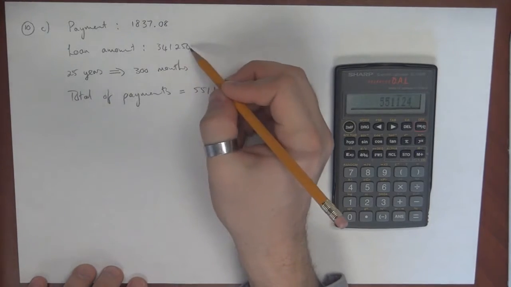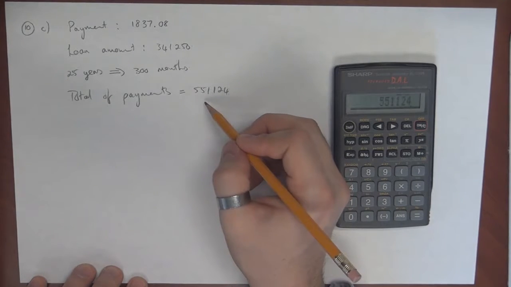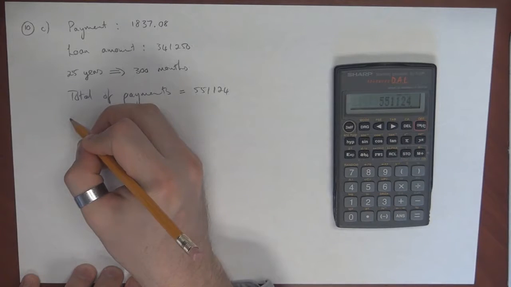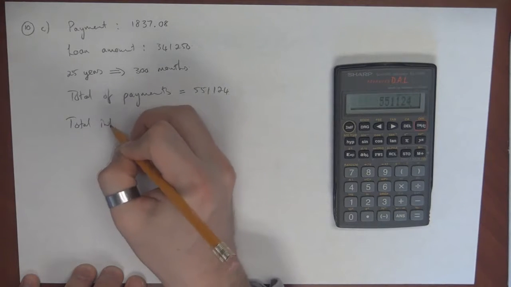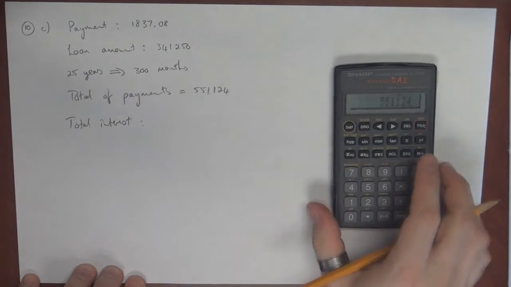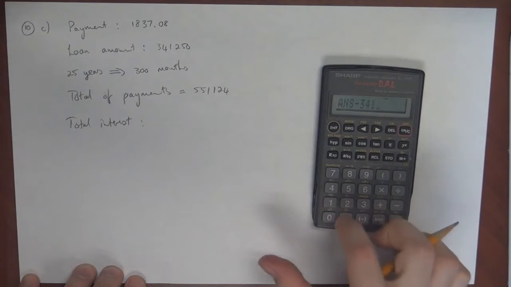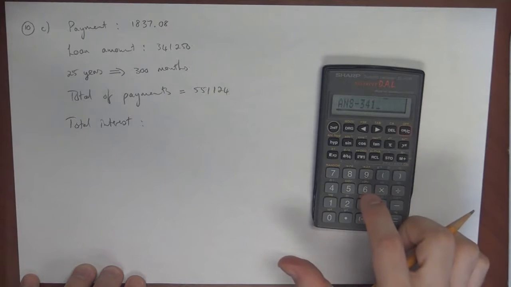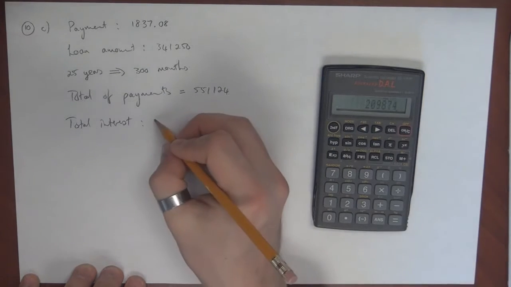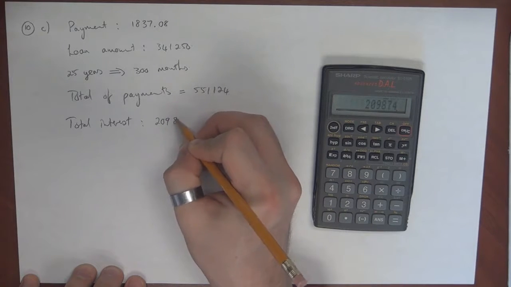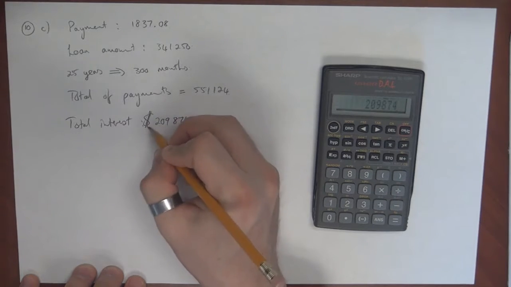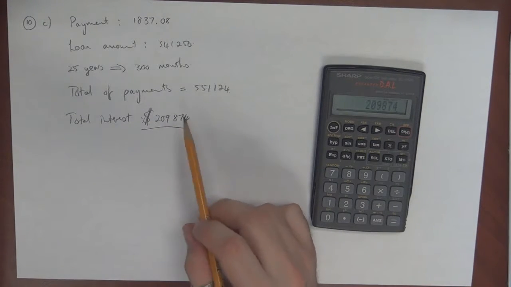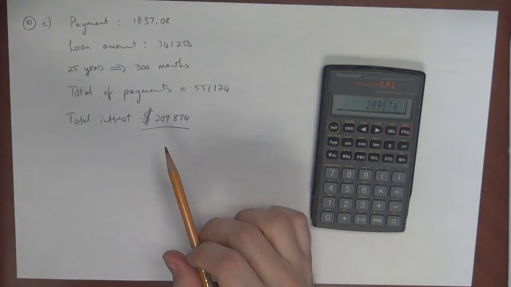My loan was only for 341-ish. I paid around 550. So my total interest is the difference, 551,124 minus 341,250, 209,874. That is what I paid in interest. More than half my original loan.